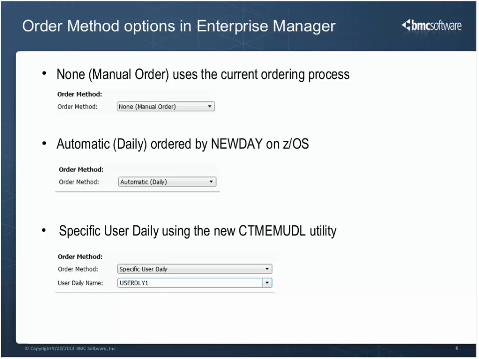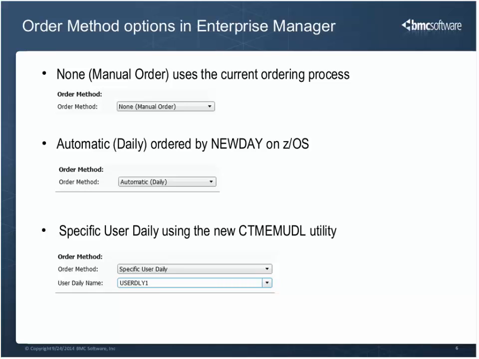Okay, from the Enterprise Manager side, there are two fields in the table definition, which you can see on the screen on the last example. And these are, as we said earlier, the order method and the user daily name. And a combination of these two decide how the table is going to be ordered on zOS.